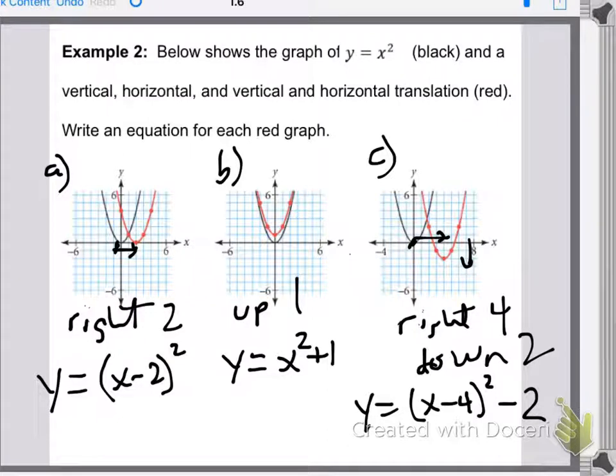So again, just a couple examples to show you guys when they show you graphs like this how to write the equations. It's very simple. We've done this before.